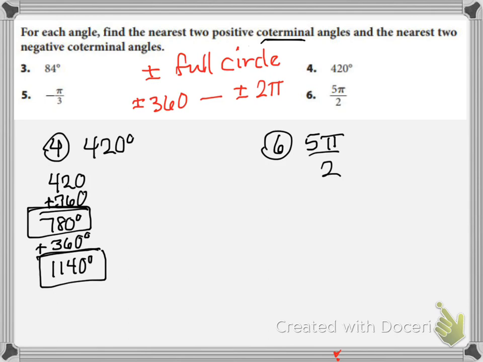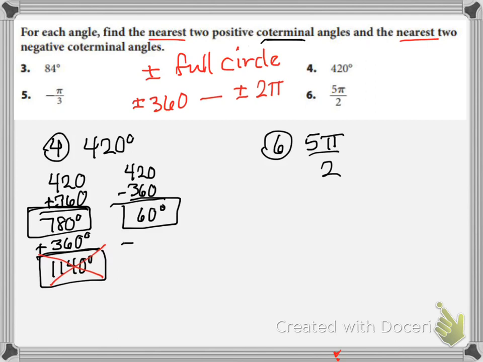Okay. I also want some negative ones, so I'm going to say take 420 and subtract 360 degrees, which gives me 60 degrees. I was aiming for a negative, and I got a positive. It's still a good positive answer, but since they wanted us to find the nearest 2 negative and the nearest 2 positive, I would have to say that I think 780 and 60 are both nearer than 1140. I wouldn't mark it wrong if you used 1140, but somehow we still have to get a couple of negatives in there.